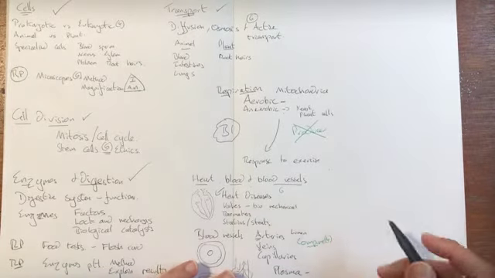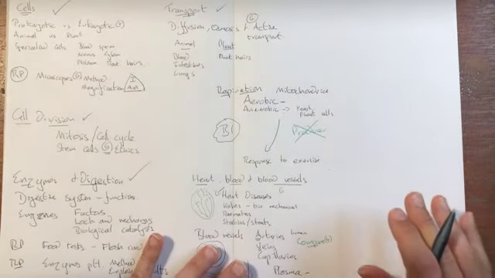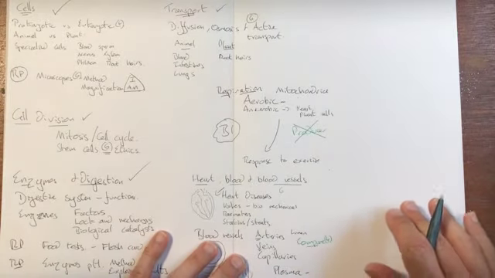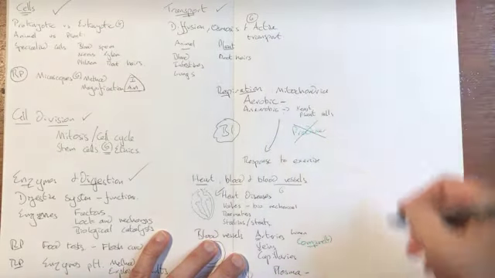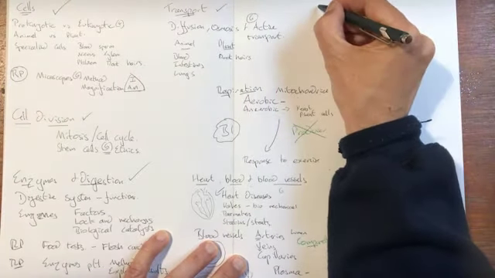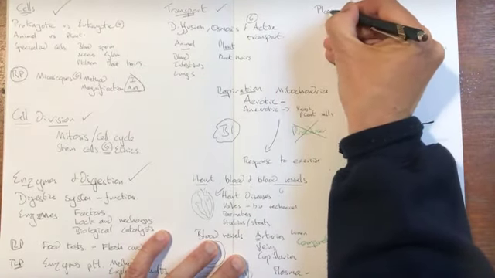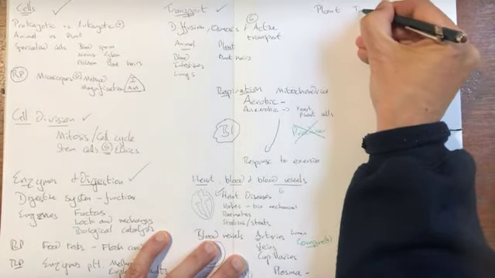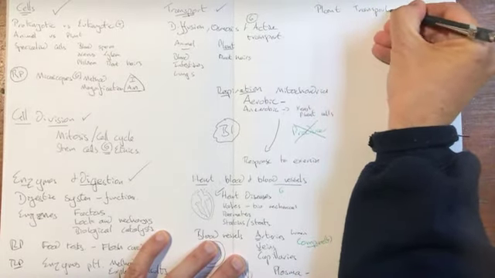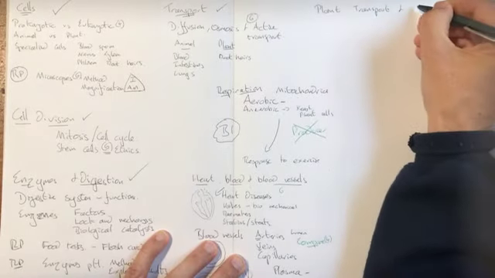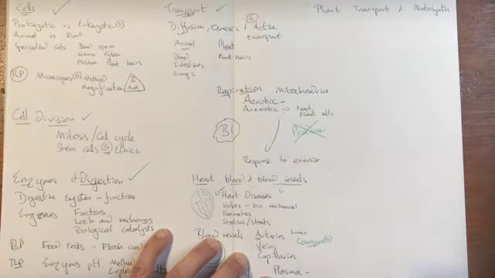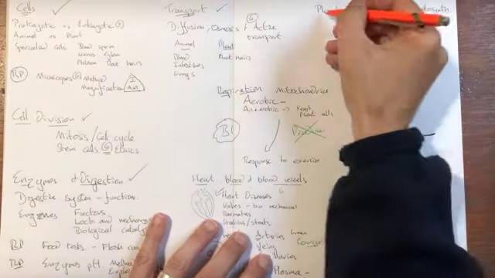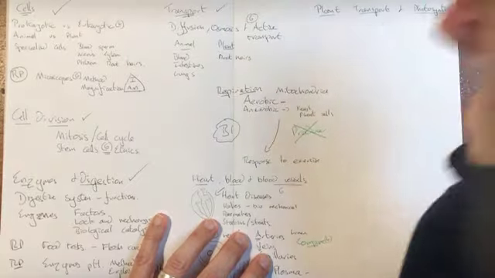Okay, so I think for this part 2, we've got time to add one more thing. So what I'm going to do is add one more thing up here, up the top, that's a bit of plants. And then I'm going to stop and go to part 3 and talk about that differently. Now, plant transport and photosynthesis.